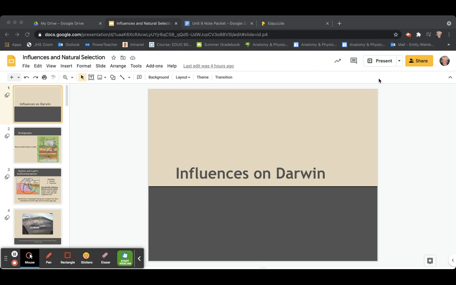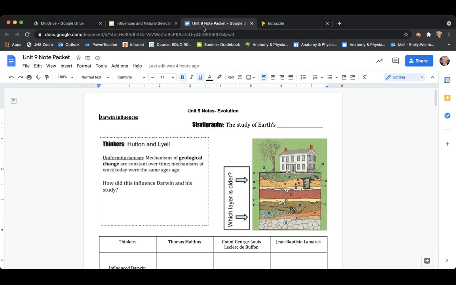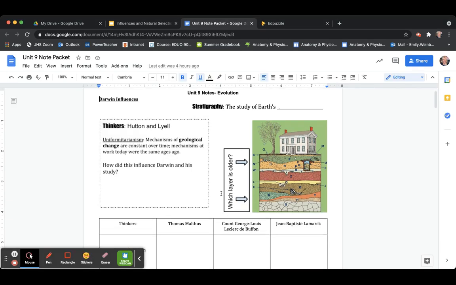All right, guys, this is going to be about two-thirds of your note packet for this unit. It's going to discuss influences of Charles Darwin as we build up to our understanding now of evolution, and also some forms of natural selection. So you're going to be looking at your Unit 9 note packet on evolution.